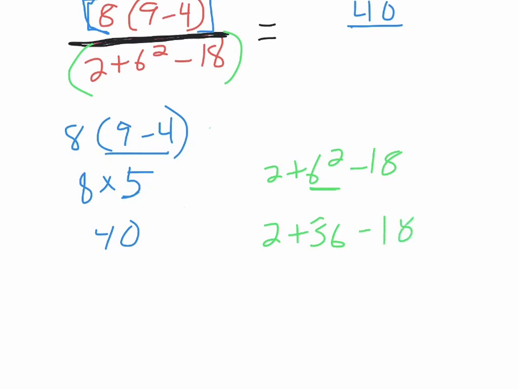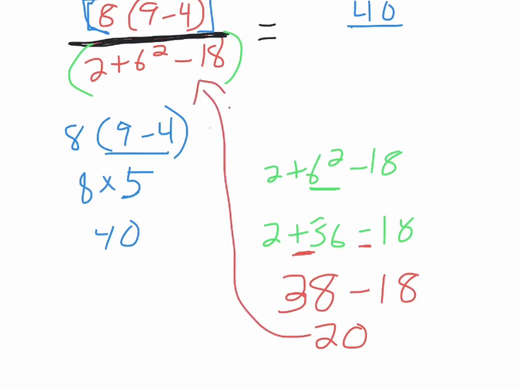Next we have to decide if we're going to add or subtract next. Well, we need to go left to right. If the subtraction was first, we would subtract first. So 2 plus 36 is 38 minus 18, which is 20. Okay, so that was my denominator. That was the same as this. So I'm going to write it up there. 40 divided by 20, which is 2.